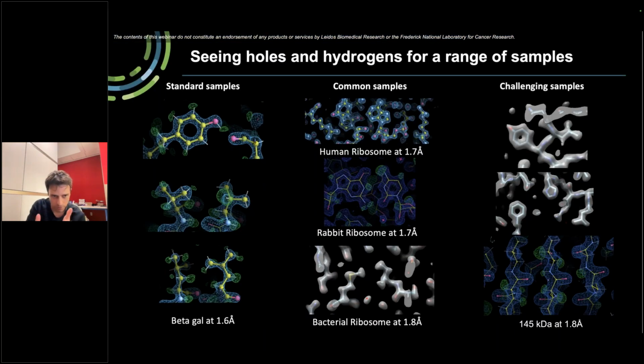So just to sum up a bit about the 3 main categories that we had looked at here as far as samples go. On the left, we show a standard sample of beta-gal, and that goes to 1.6. But again, beta-gal is very easy to produce, very easy to work with.